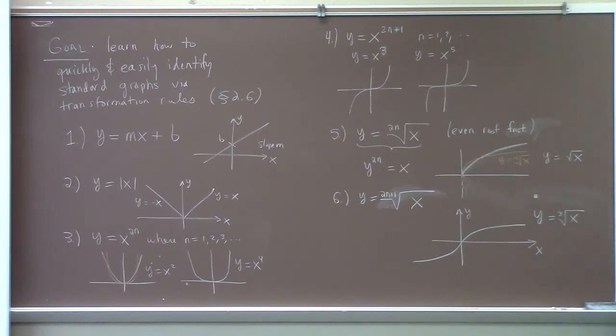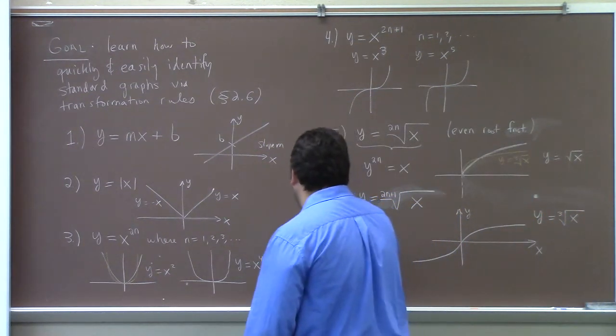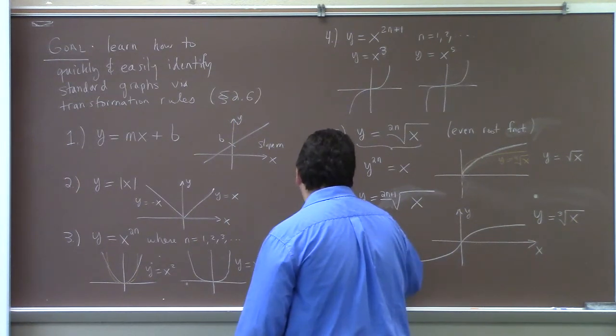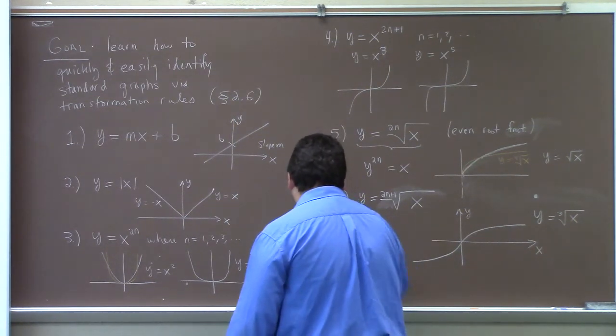So can you guys think of any other standard examples that we might want to move around? How about the reciprocal function? And here I'm just going to keep it boring. I'm just going to say y equals 1 over x. That looks like this, right?